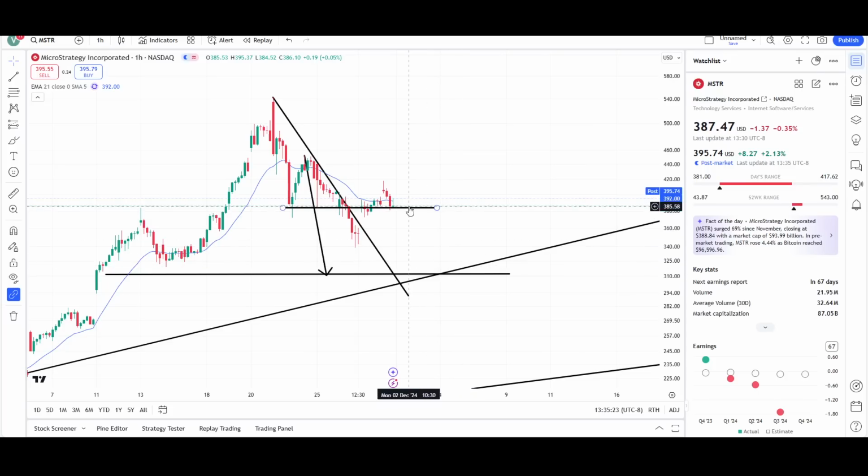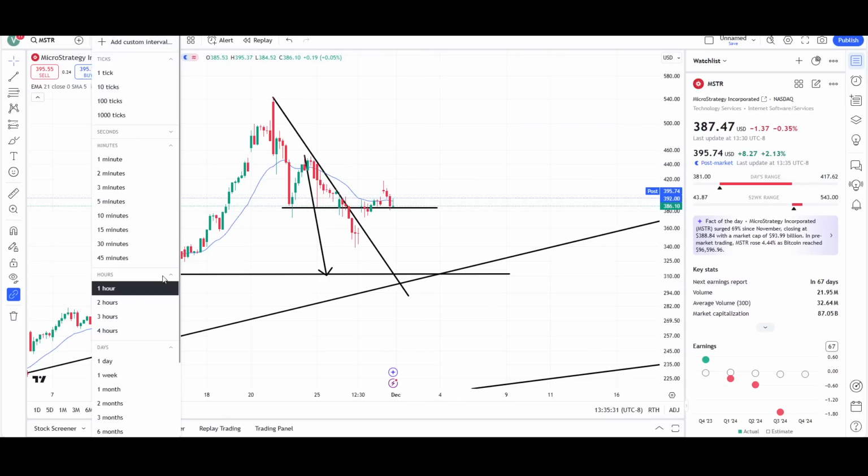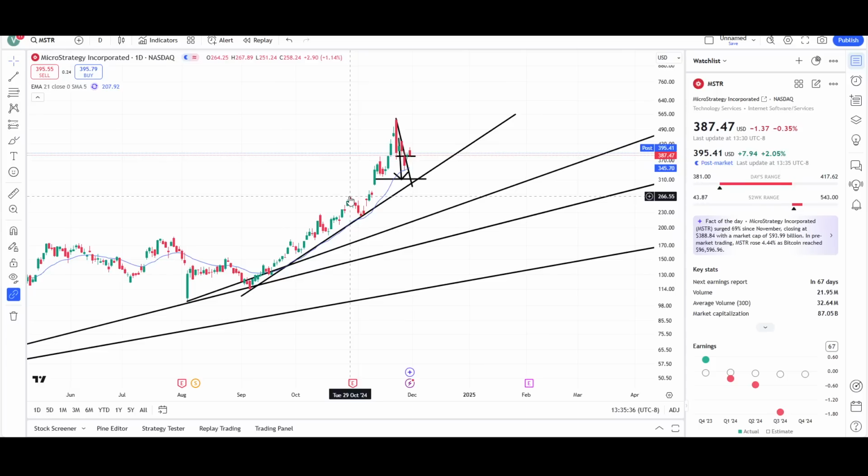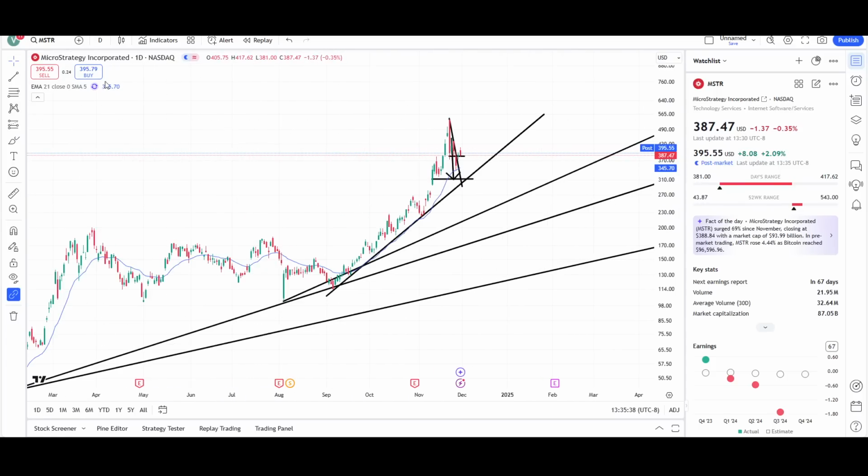I'm expecting, if price does break this level, and I don't know if it will or it won't, if it does, I'm expecting the low $300 level. If it holds, I'm expecting price to get back up to the mid $400 level and exceed it. So that's how I'm looking at MicroStrategy. I'd say it's probably slightly leaning towards the upside rather than the downside.